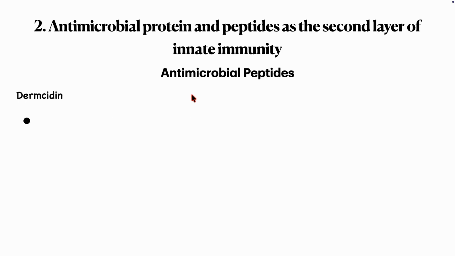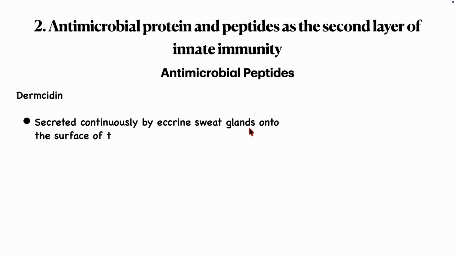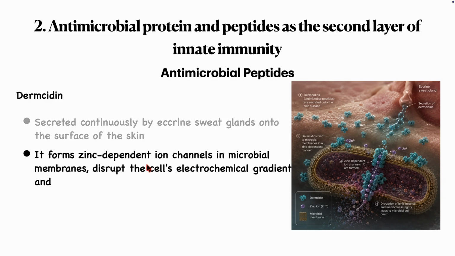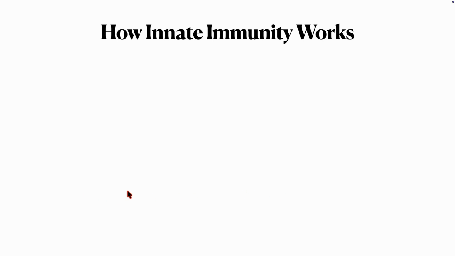Dermcidin. It is secreted continuously by eccrine sweat glands onto the surface of the skin. It forms zinc-dependent ion channels in the microbial membranes, disrupts the cell's electrochemical gradient, and kills the pathogens.